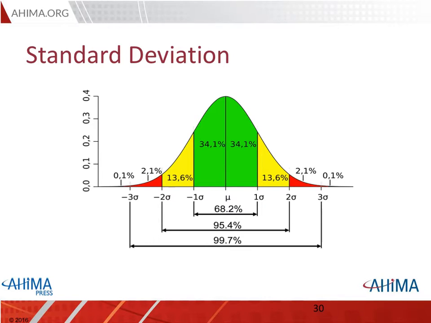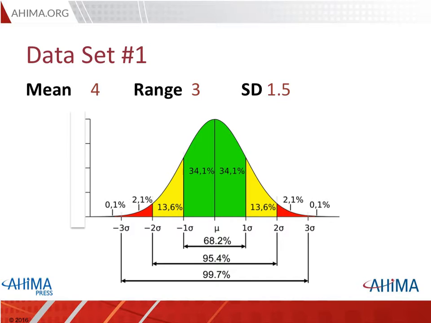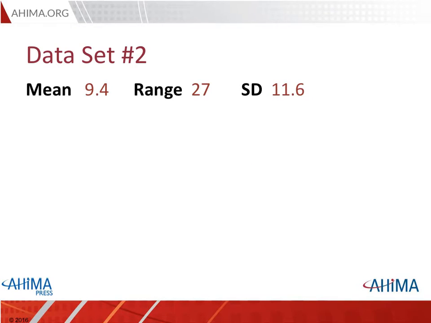This slide indicates how many observations fall within a certain range of the mean. The areas under the curve corresponding to 1, 2, and 3 standard deviations are 68.3%, 95.4%, and 99.7%. Let's take a look at how our first set of data will look once we plot it out. Our second set of data was skewed. It looks more like this.